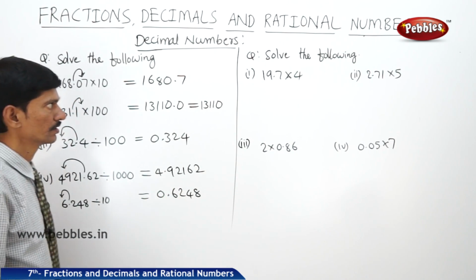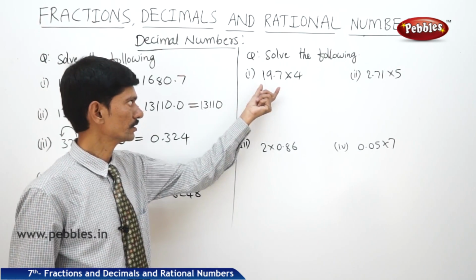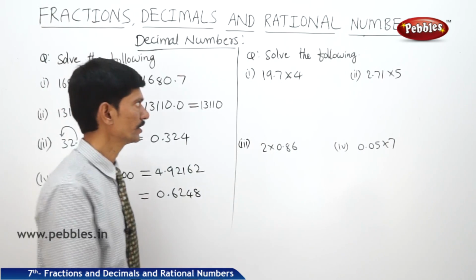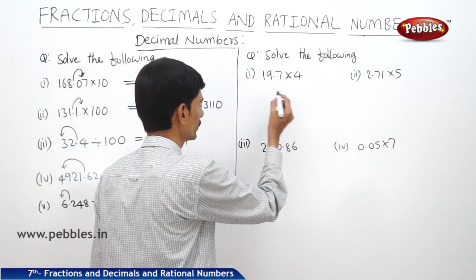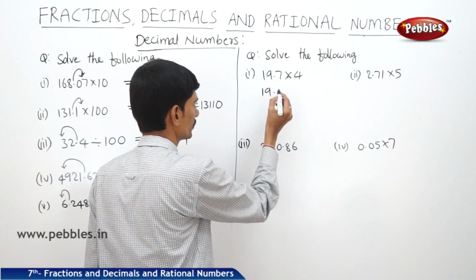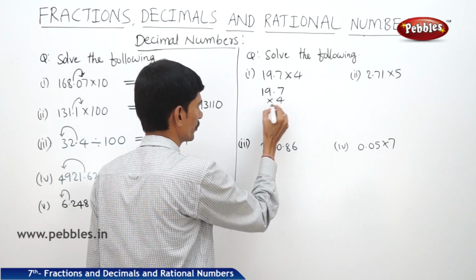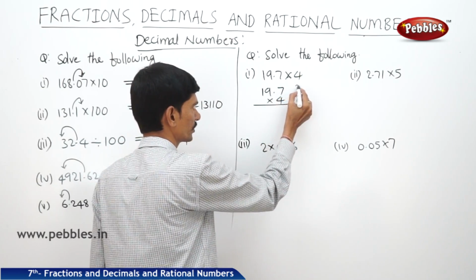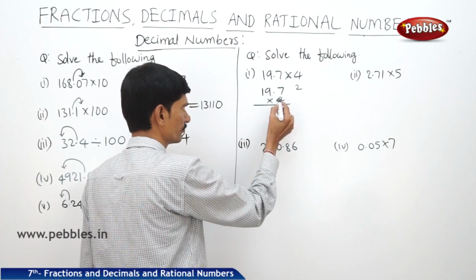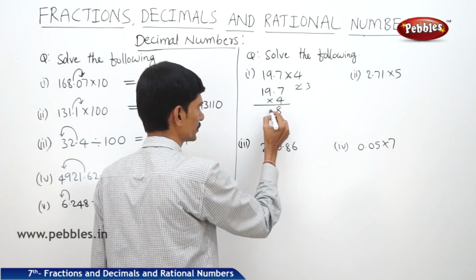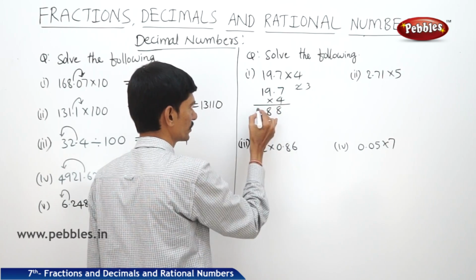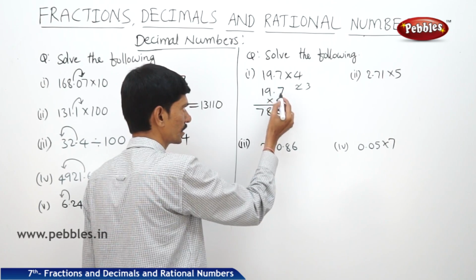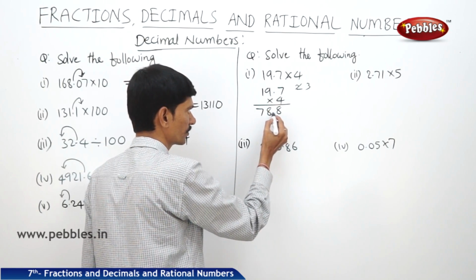Now the next question, solve the following. Here in each problem a decimal number is multiplied by a whole number. So when you multiply any decimal number by a whole number, it is the same as the normal multiplication by the whole number, and we have to place the decimal point in the product. Now 4 7s are 28, 4 9s are 36 plus 2, 38, and 4 1s are 4 plus 3, 7. So there is only one digit after the decimal point in the multiplicand. So here also we place the decimal point before one digit.